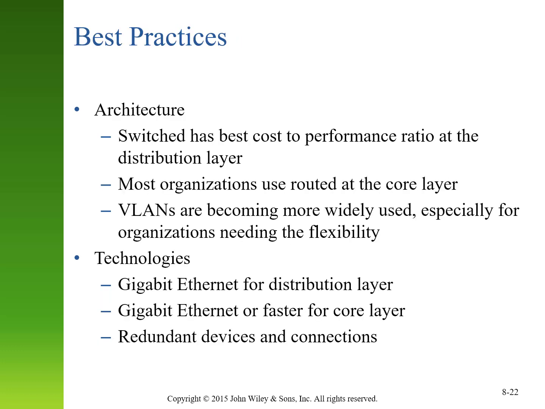In terms of the best practice for a backbone network, a switched backbone has the best cost to performance ratio, especially at the distribution layer, so that is why we see switched backbones on almost all distribution layers at this point. And we're starting to see more switched backbones even at the core layer. However, for security and traffic management, routers are still a good choice for core layer backbones. And so many networks are still using routers at the core layer.